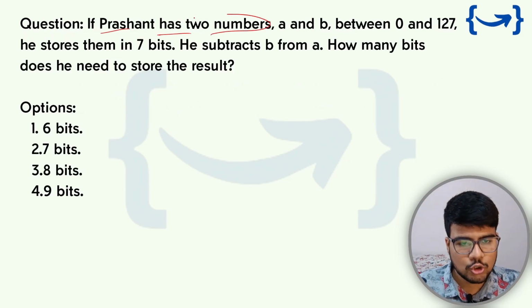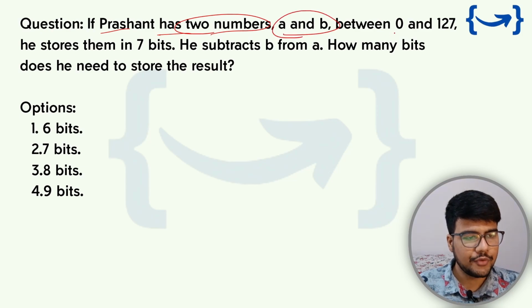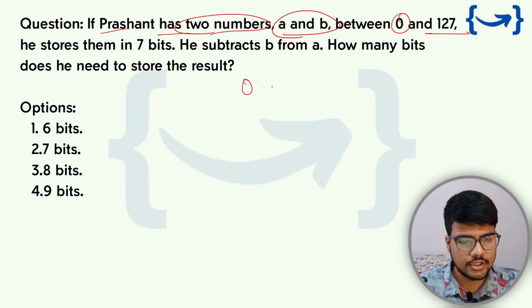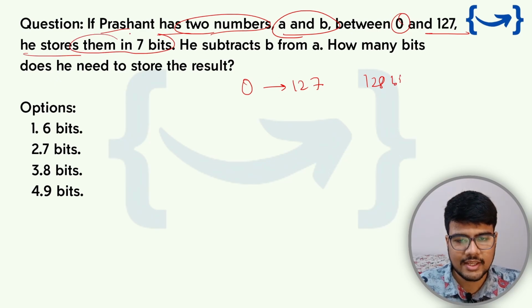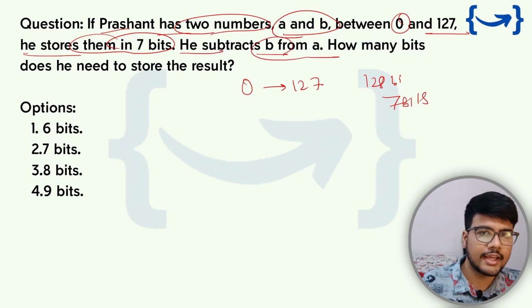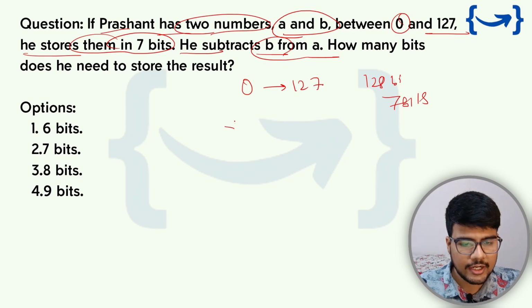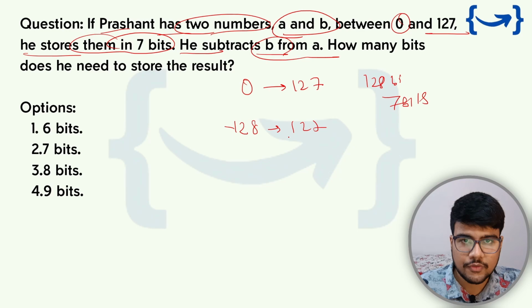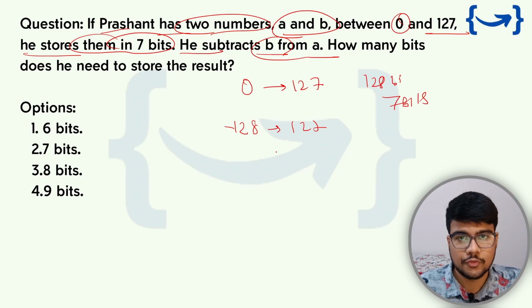If Prashant has two numbers, A and B, between 0 and 127, where 128 is the number of values, he stores them in 7 bits. Then he subtracts B from A. Now we don't know which is bigger, either B or A, so we might end up with a result ranging from minus 128 to 127. The positive maximum is 127, because 0 also comes in between. That would be the case.